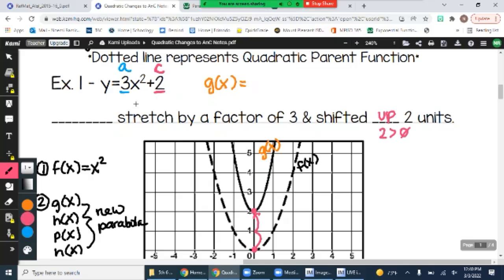What else happened to my parabola? It got skinnier. Notice how it's moving inwards. Now it looks skinnier than what it originally was. If it gets skinnier, we call that what type of stretch? It's a vertical stretch. And we get a vertical stretch when we have a number greater than 1.